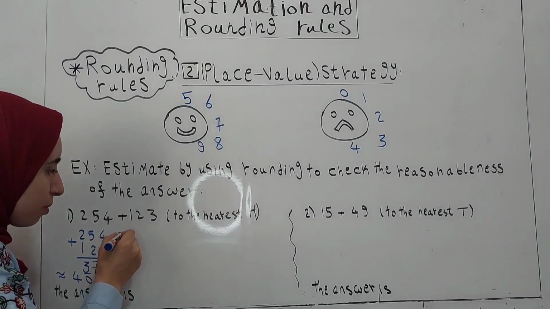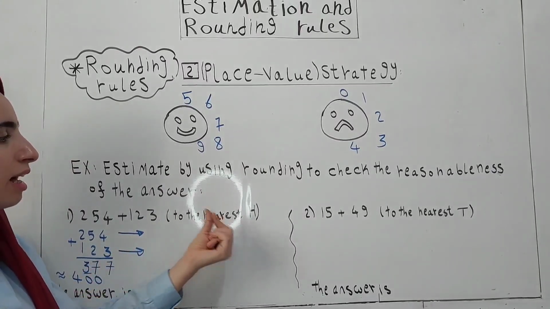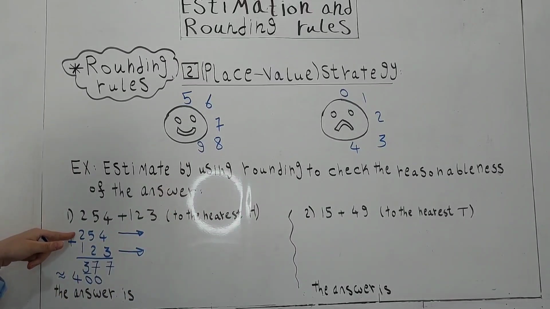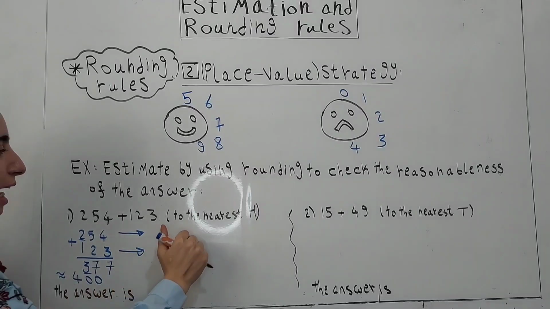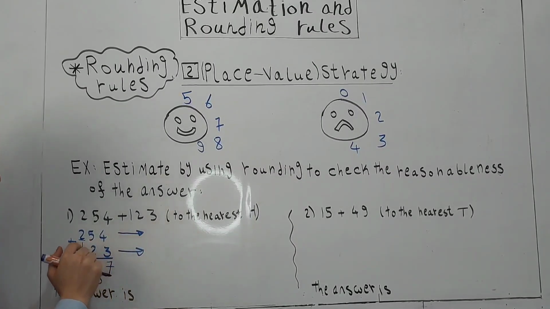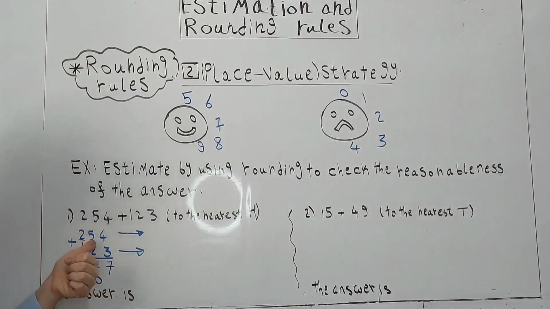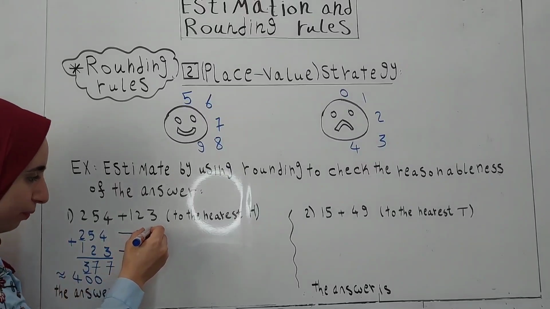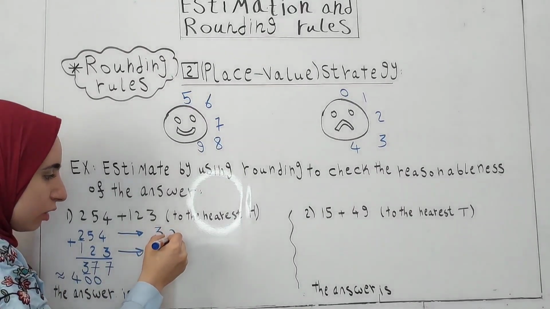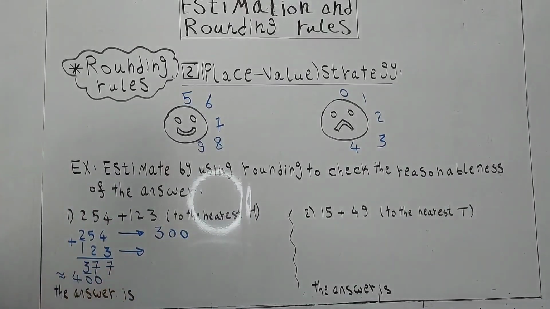The second step, we round the 2 addends to the nearest 100. So we're looking for the digit in the 100 place, which is 1. And we're looking at the digit in the next door, which is 5. 5 is a happy number, so the digit 5 adds 1 to the digit 2. It will be 3. And we replace the ones and the tens place with 2 zeros.